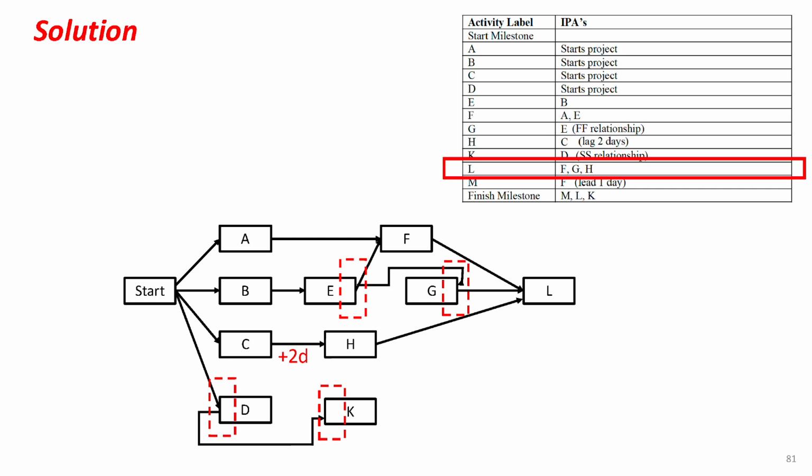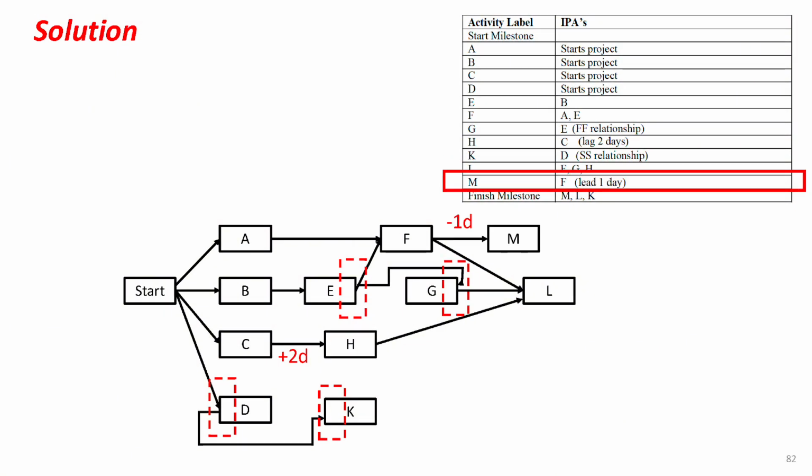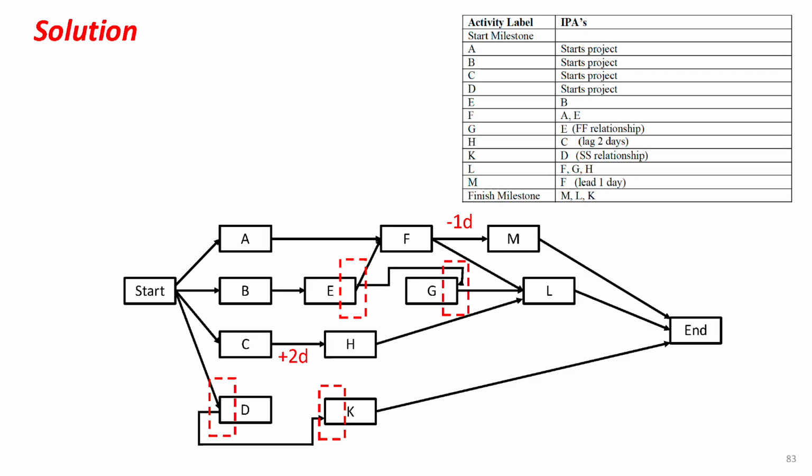Moving on to activity L, this is preceded by 3 activities, F, G, and H. So you need to connect the finish of all these 3 activities to the start of L. Next, activity M. This activity is preceded by F with a 1-day lead. To indicate the lead, we use a negative sign on the link. Finally, the finish milestone is reached once M, L, and K are completed.